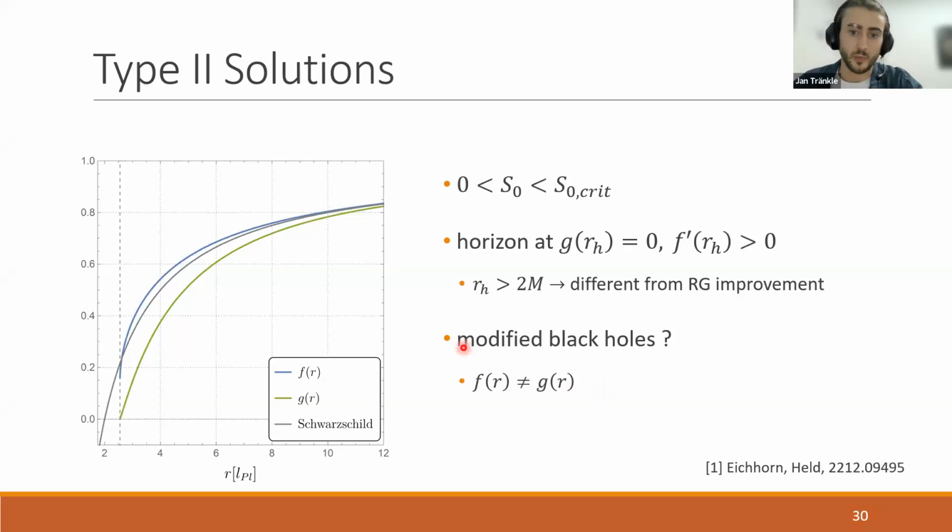And why this is interesting is because now these two functions, f of r and g of r, obviously behave differently. So we could have something like a modified black hole, or if this f of r stays finite, something like a wormhole geometry, but where the two functions f of r and g of r are not symmetric.